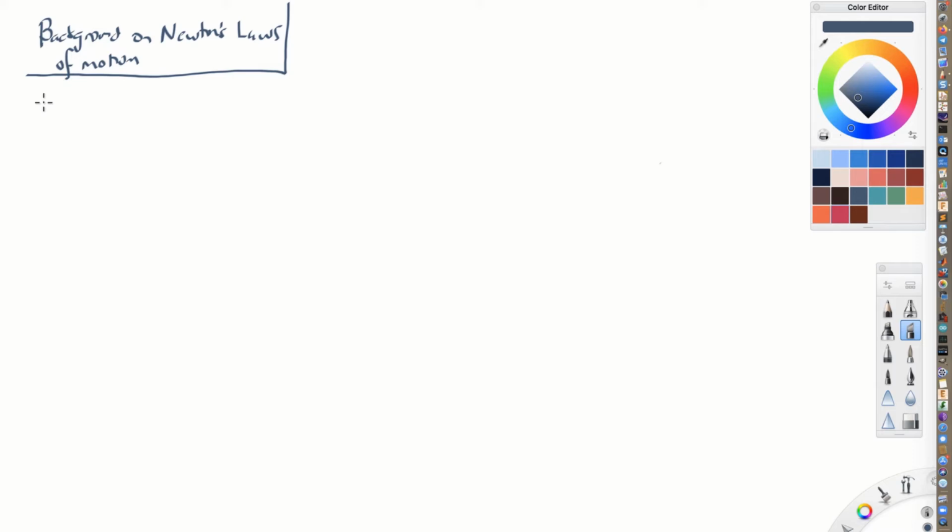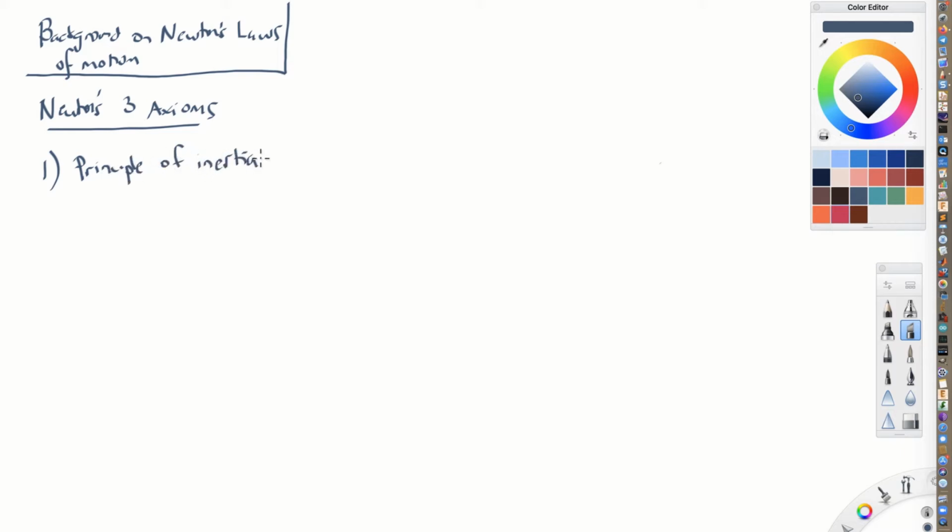So what are Newton's laws of motion? Newton had three, he calls them his axioms. We now call them his laws of motion. The first law of motion says that essentially every object that is at rest tends to stay at rest, and objects in motion tend to stay in motion at a constant speed in a straight line. This is sometimes called the principle of inertia.